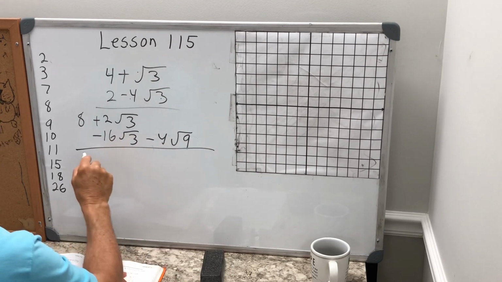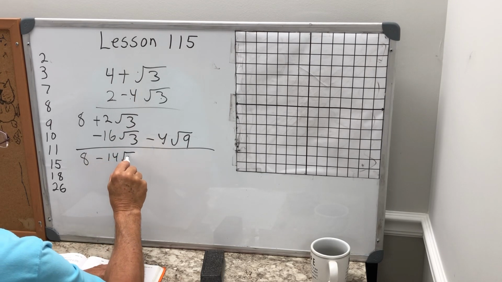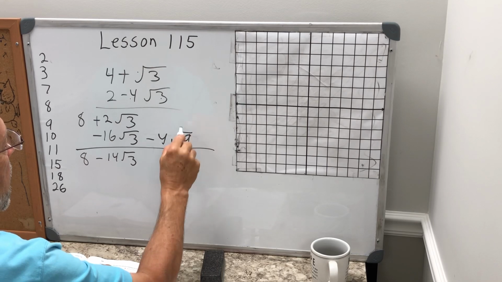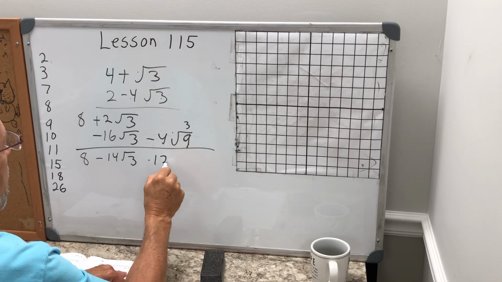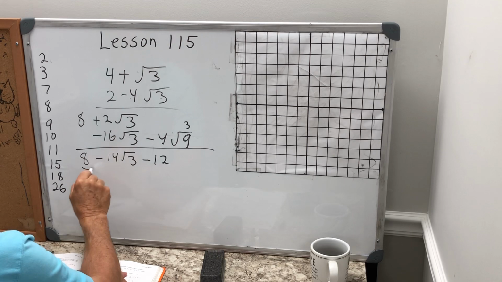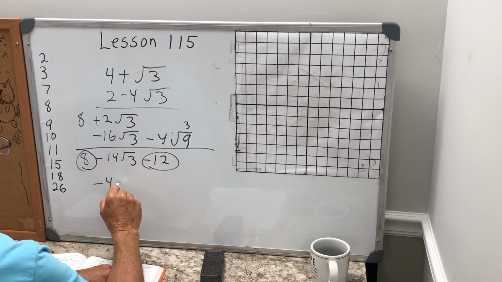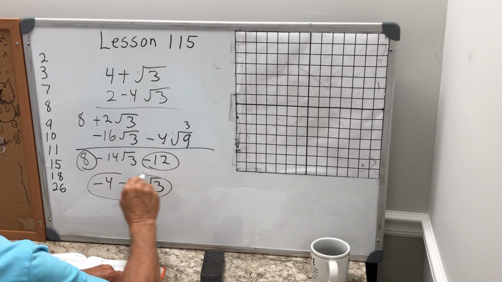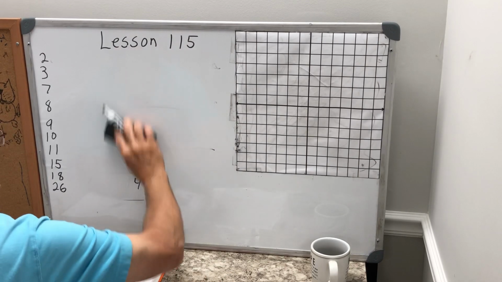Add these together. 8, -14 to the square root of 3. And this can be solved by the square root of 9 is a 3, so a -4 times a 3 is a -12. So combine these two numbers together, that's a -4, and this one is just like it is, -14 to the square root of 3. That was number 18, and we have one more.